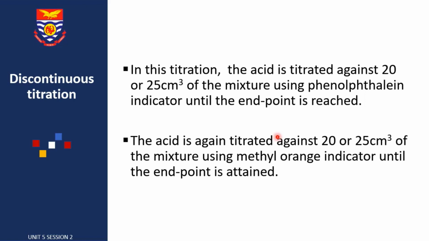In this titration, the acid is titrated against 20 or 25 cubic centimeters of the mixture using phenolphthalein indicator until the endpoint is reached. The acid is again titrated against 20 or 25 cubic centimeters of the mixture using methyl orange indicator until the endpoint is attained. In this type of titration, we don't add the second indicator to the resultant solution from the first titration. We have to pick a new solution and then add the second indicator.